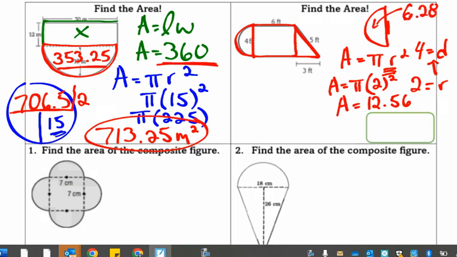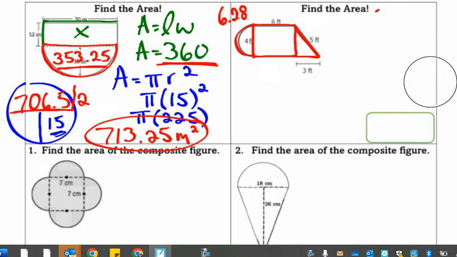Don't get thrown off that we divided by 2 twice. We divided by 2 the first time because we needed the radius just to use this formula effectively. We divided by 2 the second time because we only have half of the circle. So we have 6.28 for the half circle.